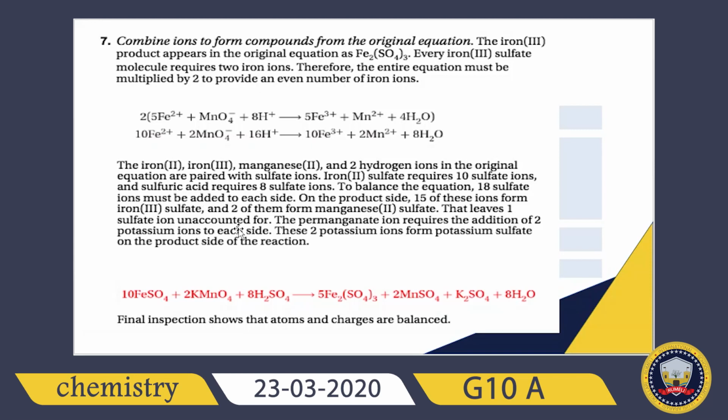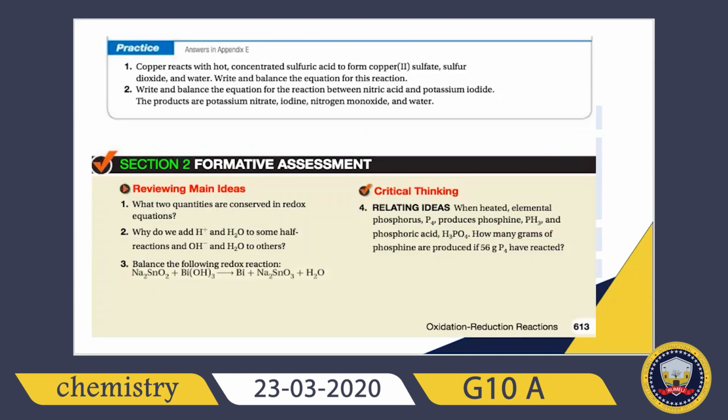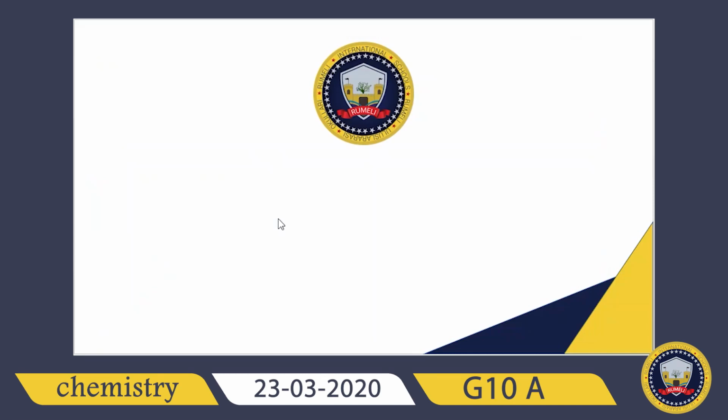So that's it. Then at the end, don't forget what? Check the balance. You will see it is correct. Check everything is balanced. So this is the end of our lesson. But furthermore, if you want more practice, you have the practice here, and you also have the section 2 formative assessment, which, as I told you before many times, helps you prepare for the exam. So this is the end of our lesson. Thank you.